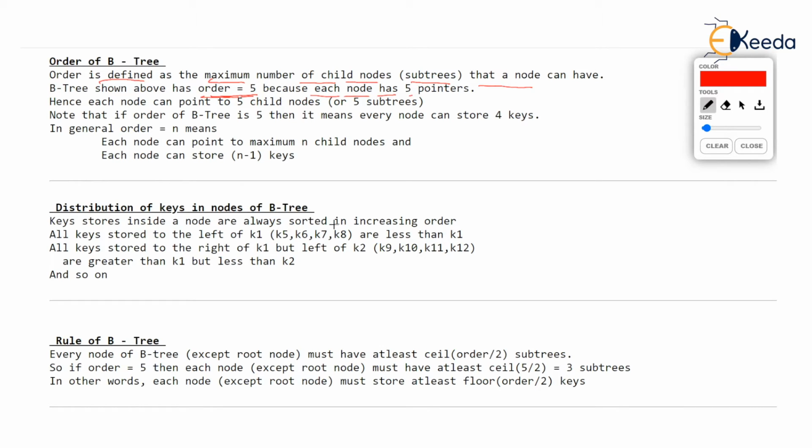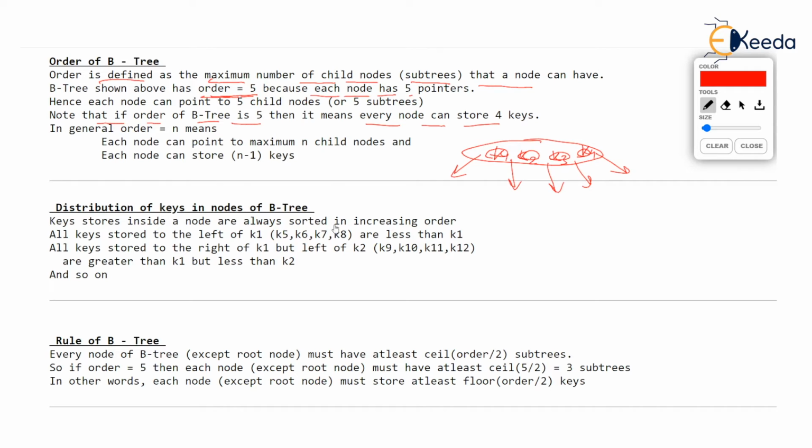Note that if the order of the B tree is 5, then it means every node can store 4 keys. If the order is 5, what does it mean? It has 5 pointers. Then there can be a key between these two pointers, and a key between these two, and so on. So obviously we have placeholders only for 4 keys: K1, K2, K3, K4.